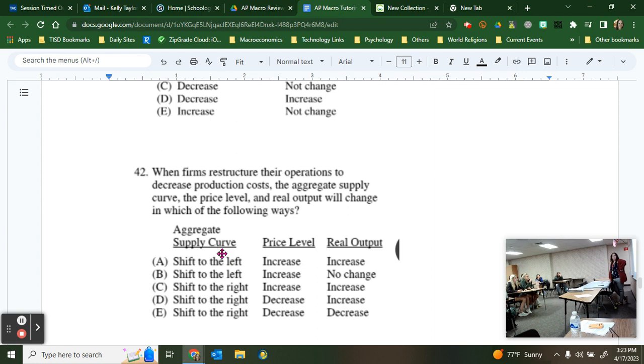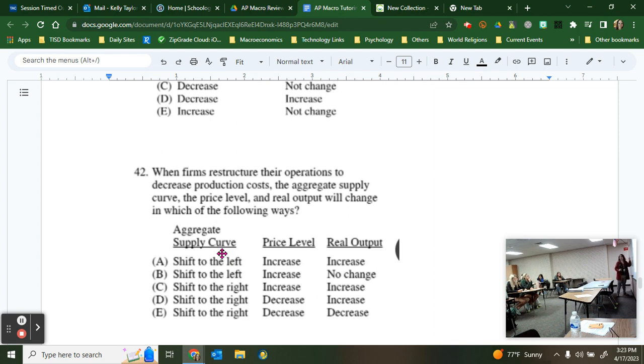Okay. When firms restructure their operations to decrease production costs, this is input prices. So I would highlight this or underline it, not to the side. I'd say lower input prices. It's cheaper to produce. So aggregate supply is going to shift to the right because it's cheaper to produce. You can produce more. And now we just draw our new equilibriums.